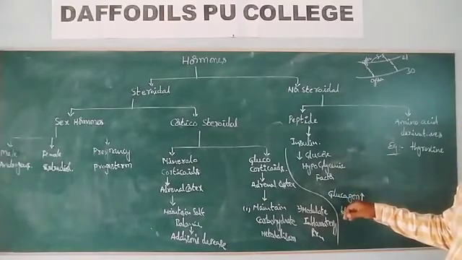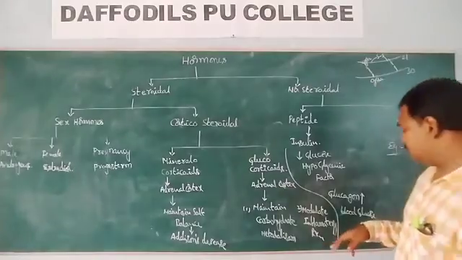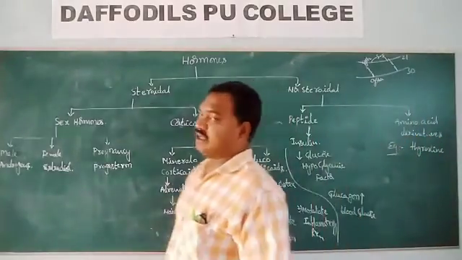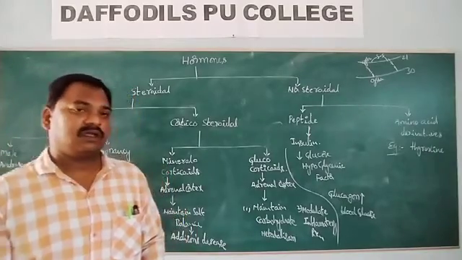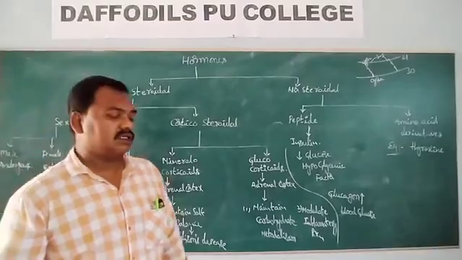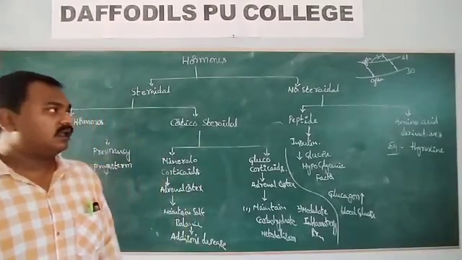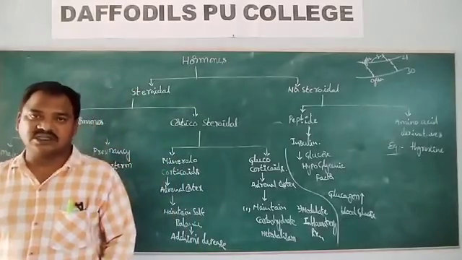Another peptide hormone is glucagon. This glucagon increases the blood glucose levels in our body. So this is about hormones. The next part is enzymes and vitamins. We will discuss that in the next class. Thank you.